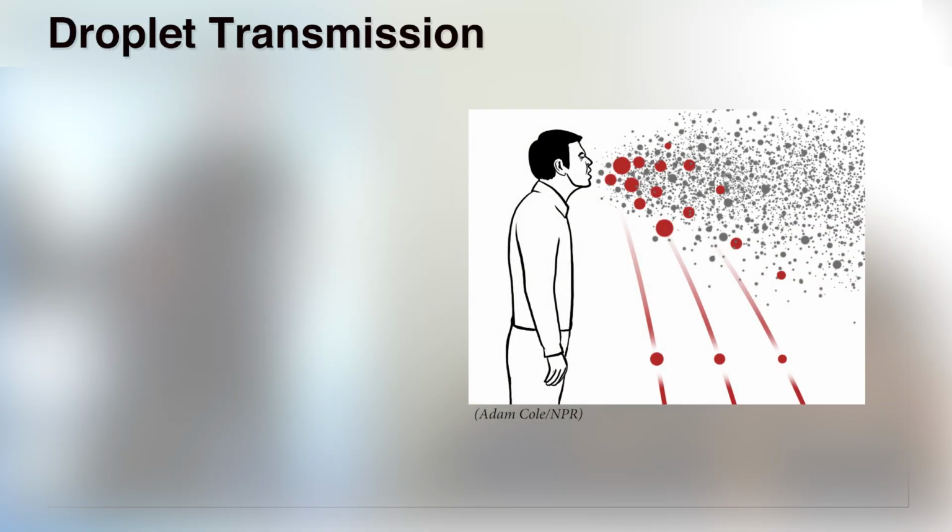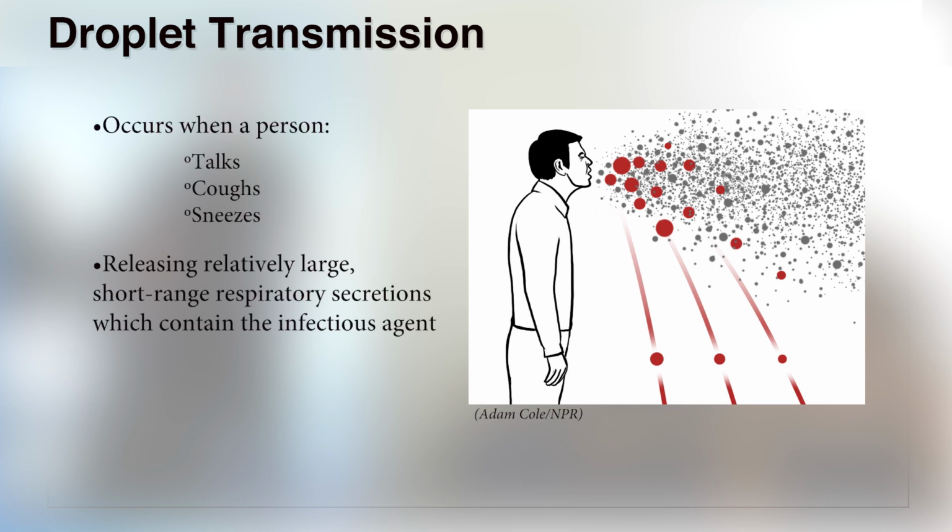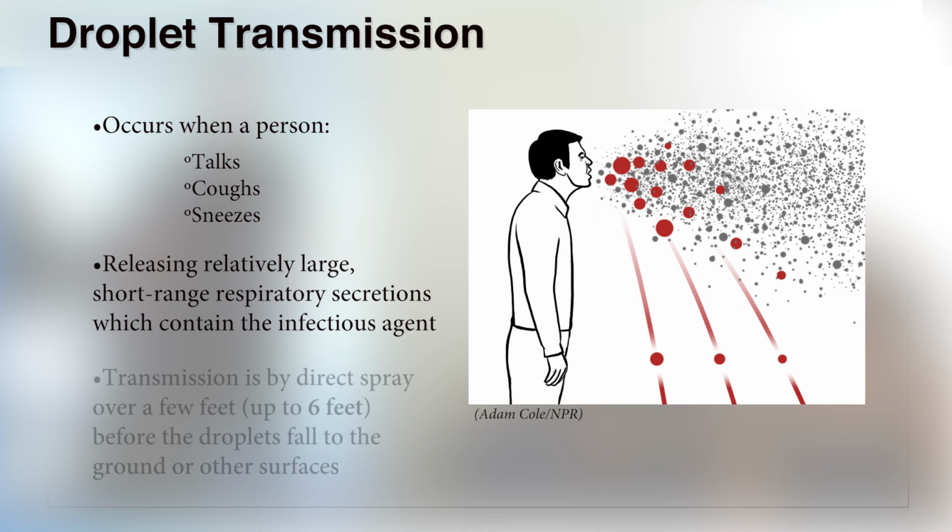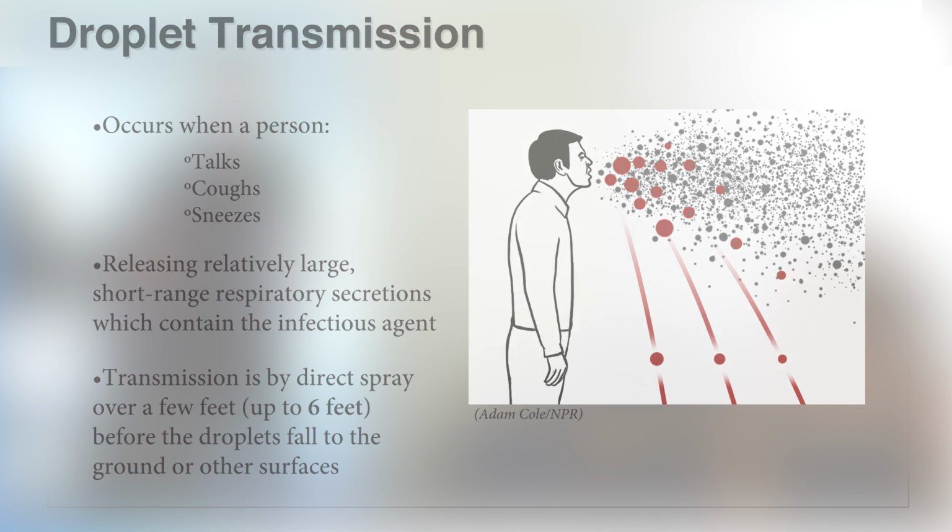In this scene, the providers are using surgical masks and goggles to protect against droplet transmission from this patient with shortness of breath and a fever. Some diseases are spread through the respiratory secretions that are produced when a person talks, coughs, or sneezes. This mode of transmission is called droplet transmission. When an infected person coughs or sneezes, the disease they are carrying can travel on the released particles. Generally, droplet transmission occurs over a few feet before the droplets fall to the ground or other surfaces.